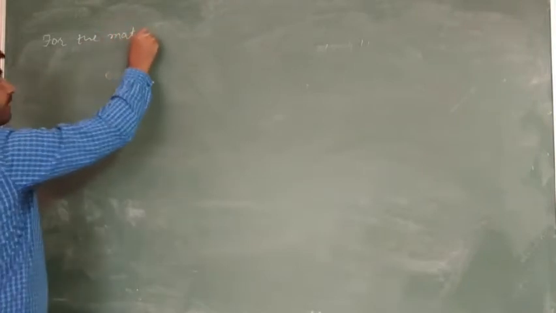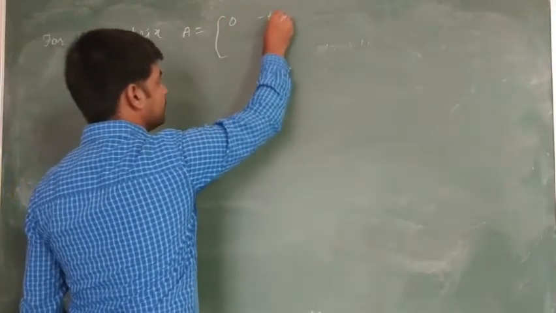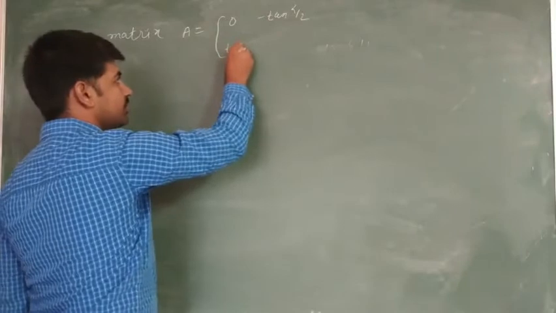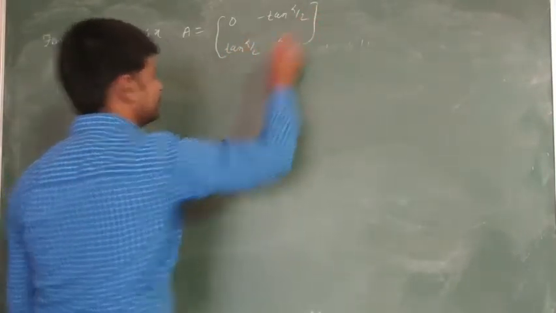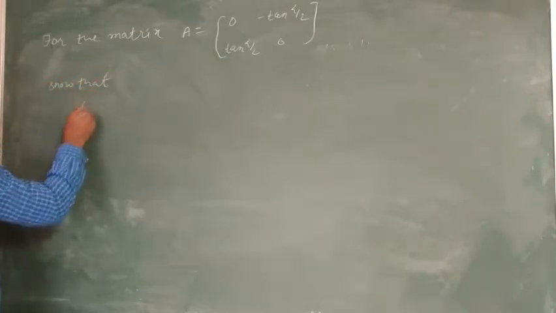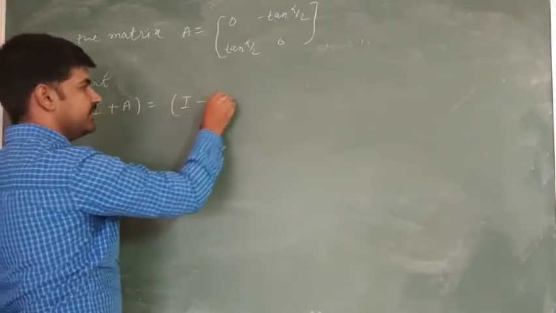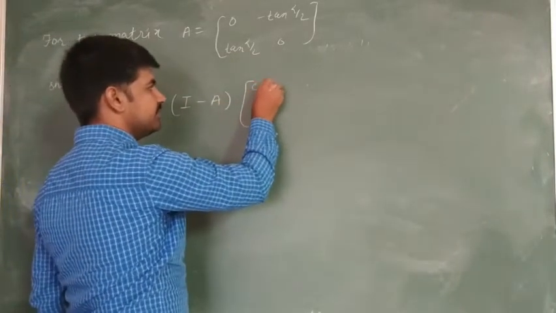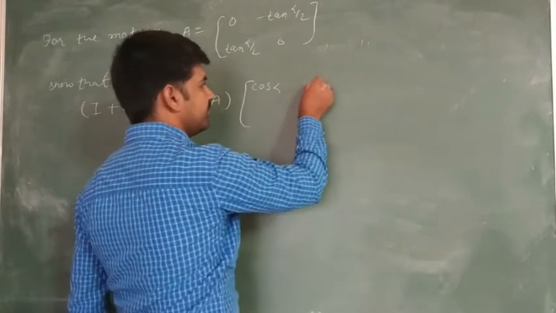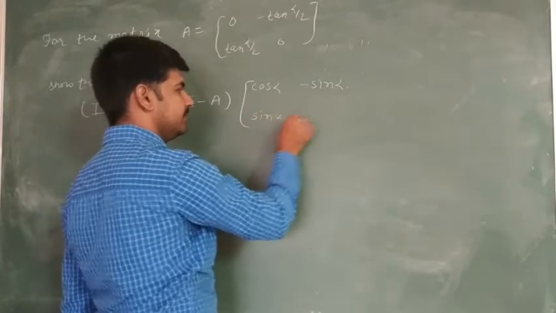The question, students, is: for the matrix A equal to [0, minus tan alpha upon 2; tan alpha upon 2, 0], show that I plus A is equal to I minus A times a matrix [cos alpha, minus sin alpha; sin alpha, cos alpha].